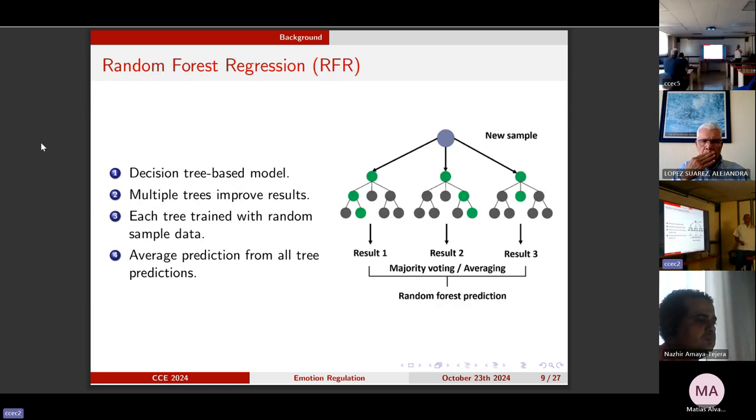The methods we use beyond linear regression, which is not included here, sorry for the omission, is random forest regression. Random forest is a set of trees for making decisions, because it's well known that multiple trees improve results. Each tree is trained with random sample data, and the average of the predictions from all the trees is the prediction given by the whole forest of trees.